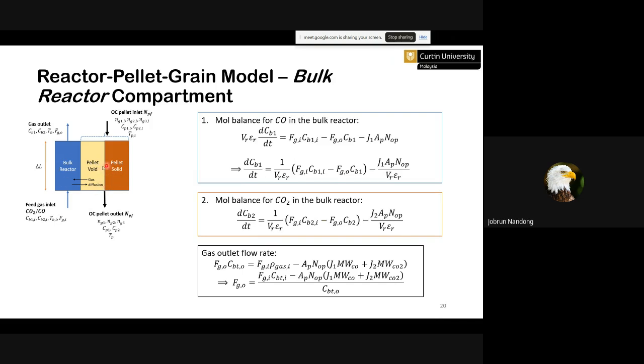In some of the models, they don't really consider the loss of gas, because the pellet can carry the gas out. In this case, we consider there is a loss of gas because of the pellet carrying the gas out. So this FGO is not the same as FGI. It is slightly different, could be a lot more different depending on the size of the pellet, the porosity of the pellet, and the NPF as well. So that difference can be quite significant.